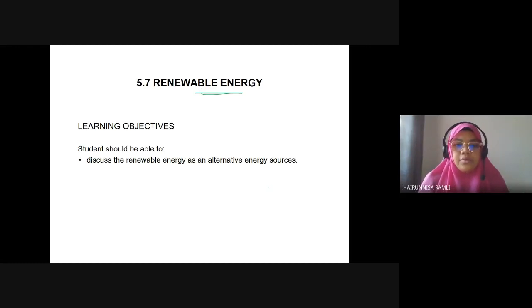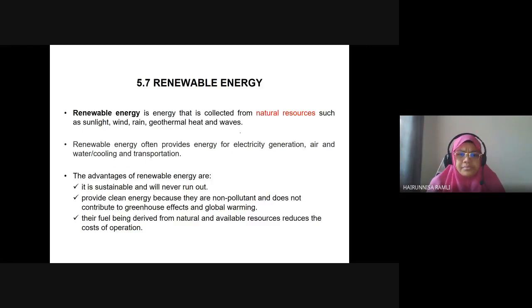Okay, so you should at least know the renewable energy as an alternative of the energy sources, where the common one we use is the oil and gas, right? That one is not renewable energy. So we get this renewable energy from the natural resources, such as sunlight, wind, rain, geothermal heat and waves and many more. Cuba yang biasa, the common one is basically these two lah, right?